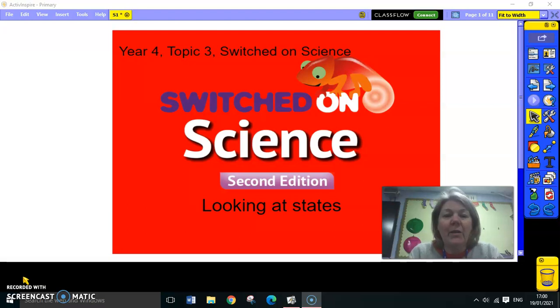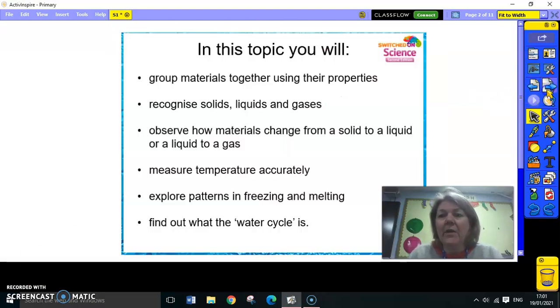So we're going to do a little bit of investigating, a little bit of observing, and if we can, we're going to try and do a few home investigations and experiments this half term with our science learning. So we're going to be thinking about, in this topic, materials and their properties. We're going to be thinking about recognising the difference between solids, liquids and gases and their properties.